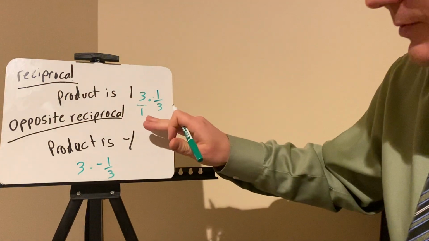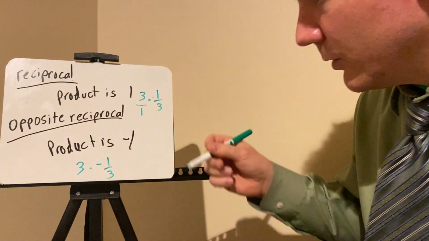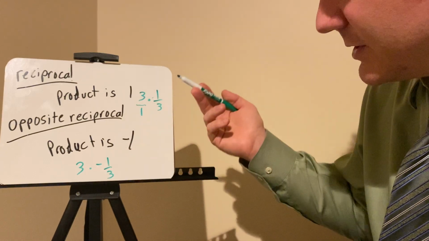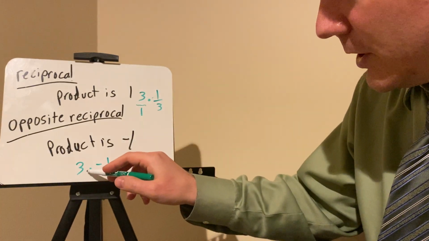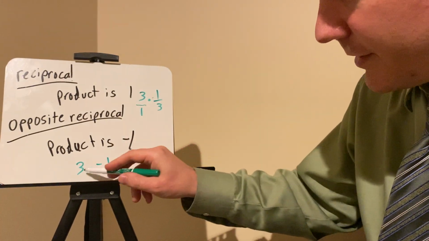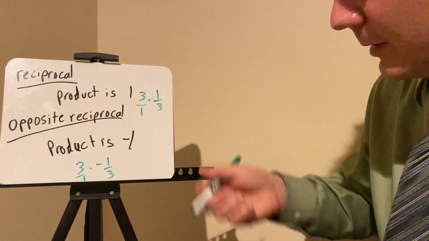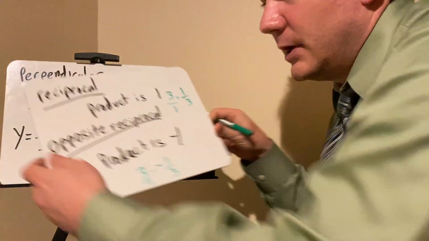And then opposite reciprocal is something kind of new that we're introducing and working with here. That's where your product will just be -1. So for 3, or 3 over 1, the opposite reciprocal is -1/3.